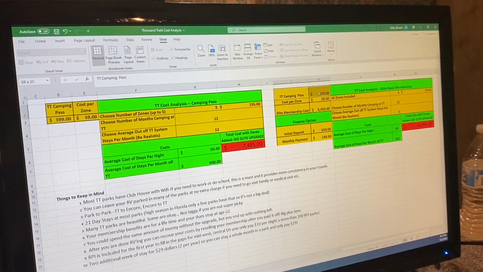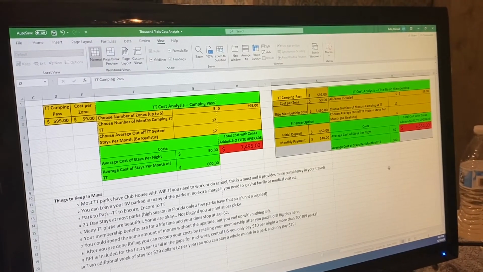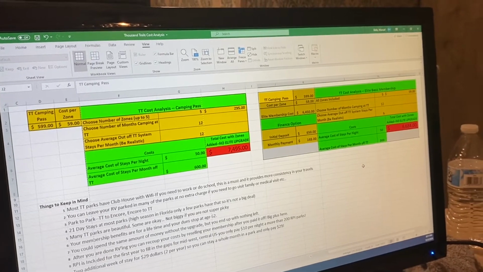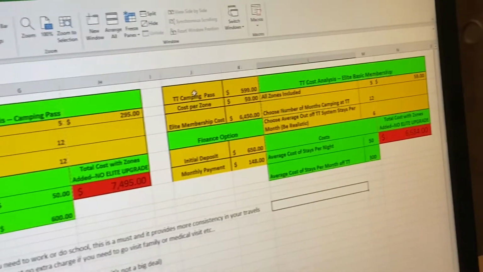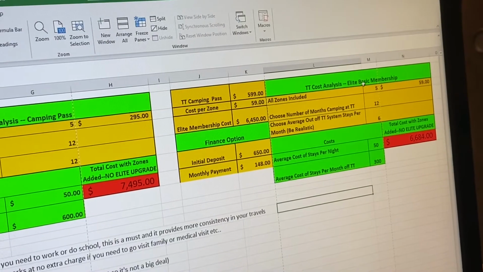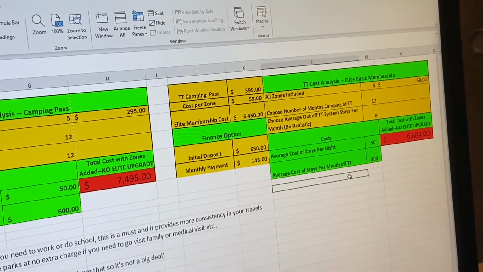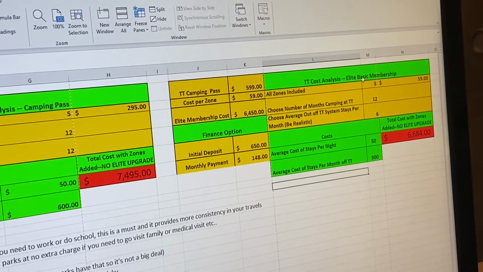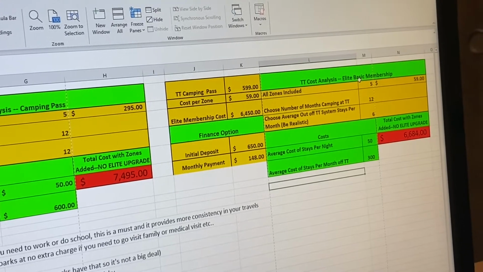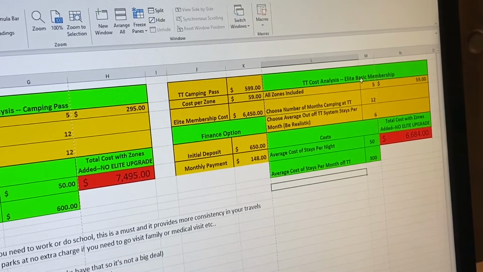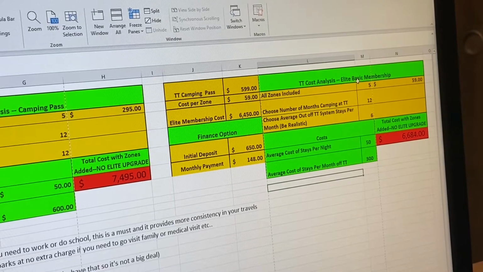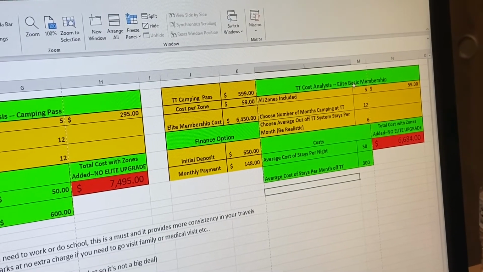On the right here, this is the cost with the Elite Basic membership. Now you have basic in there, but we're elite now. So that's the big decision that we made to upgrade last week.